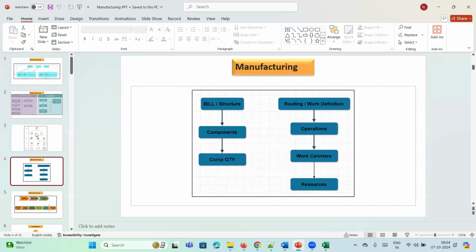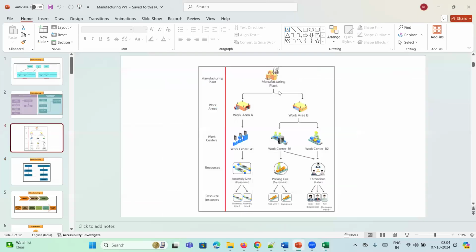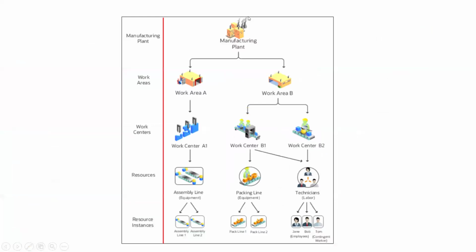Just to give you, this is the Oracle provided screenshot. You will find it in user guides also. I will tell you how to find the user guides. This is my manufacturing plant. This is my work area here. Maybe this is a mobile area, and this is maybe my laptop work area.